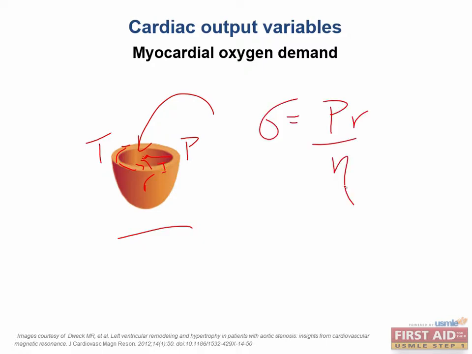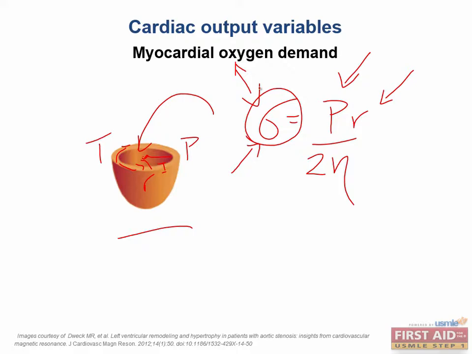So some really smart guy named Laplace put all this together into an equation, which is the wall tension, which is sigma, equals the transmural pressure times the radius divided by 2 times the wall thickness. So this equation tells us the factors that determine wall tension, which is sigma, and myocardial oxygen demand. In your mind, think about wall tension as the same thing as myocardial oxygen demand and ATP use.